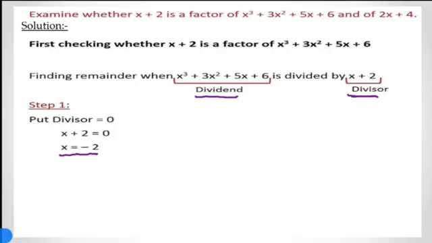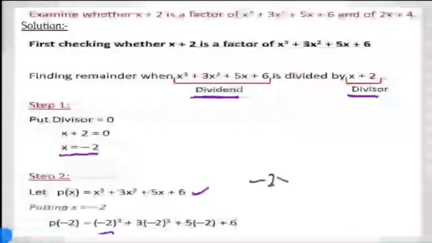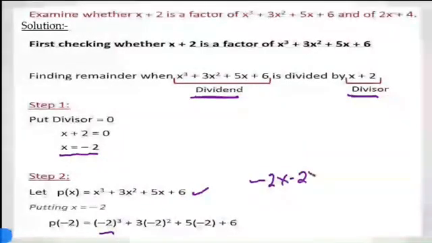In the next step, we are going to equate the dividend as p of x, and put the value of x in p of x. Let p of x equals x cube plus 3x square plus 5x plus 6. Putting x equals minus 2 in p of x, we get p of minus 2 equals minus 2 whole cube plus 3 into minus 2 whole square plus 5 into minus 2 plus 6. Children, here minus 2 cubed means minus 2 into minus 2 into minus 2. We need to multiply minus 2 three times.